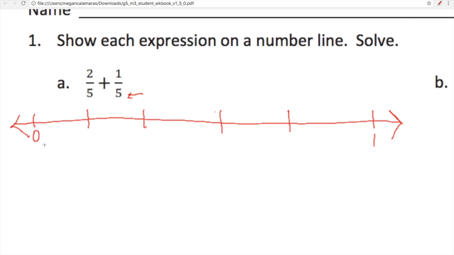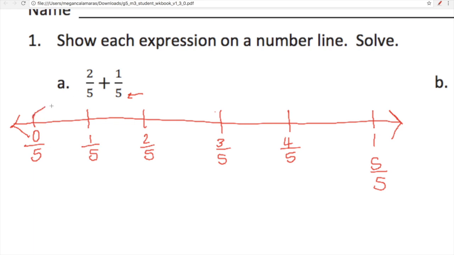They're not exactly equal, but let's just use our imagination. So here we have 0/5, and then we have 1/5, 2/5, 3/5, and that's 4/5. And another way to say 1 is 5/5. Okay, so now we're just going to use our jumping cursor to add 2/5 and 1/5.